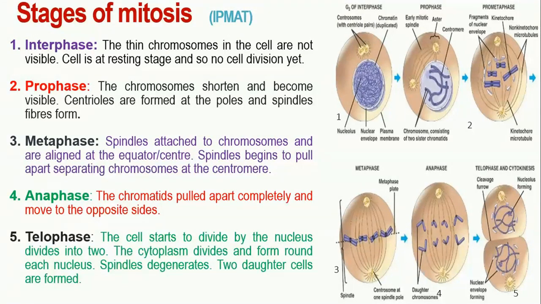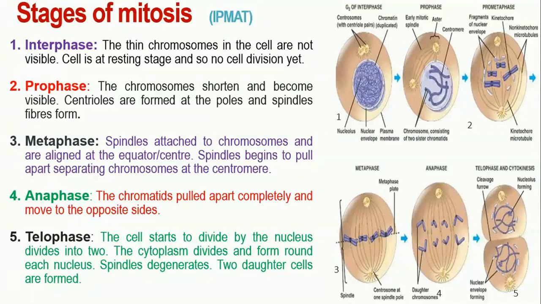And at this stage, there is no cell division, and so the cells are said to be resting. And this you will see in the part of our image labeled 1. Number 2 is the P, that is the prophase. What happens during prophase? Now, the chromosomes begin to shorten, and so they become visible or clearer. The centrioles are formed at the poles, and a rope-like structure known as the spindle fibers is also formed. And this you will see in the part of the image labeled 2.